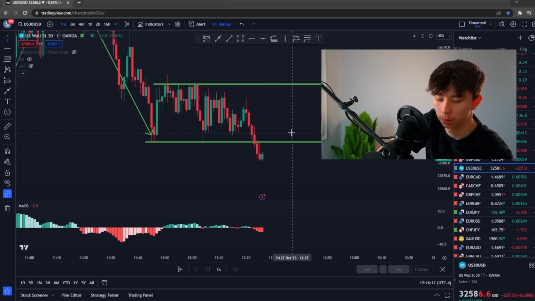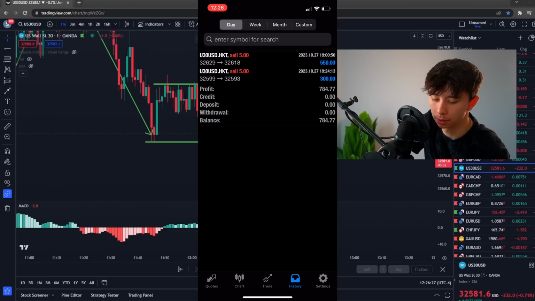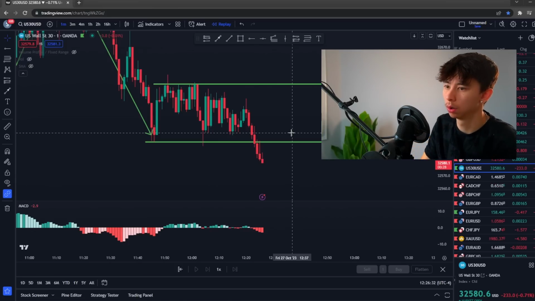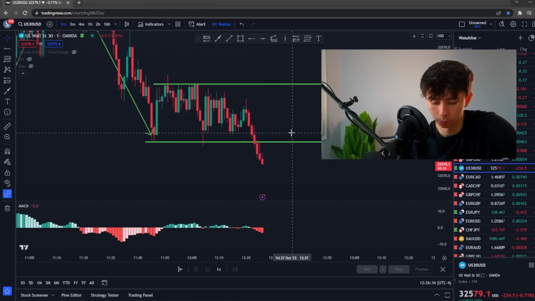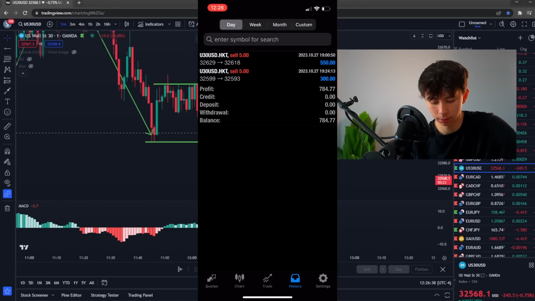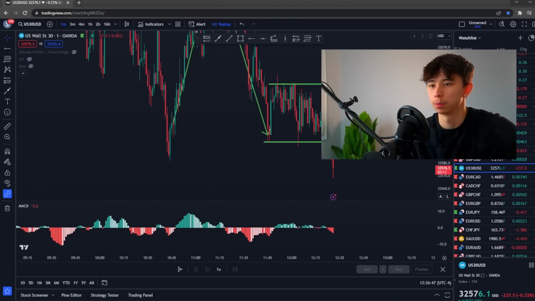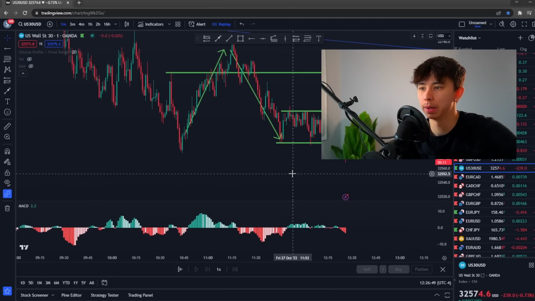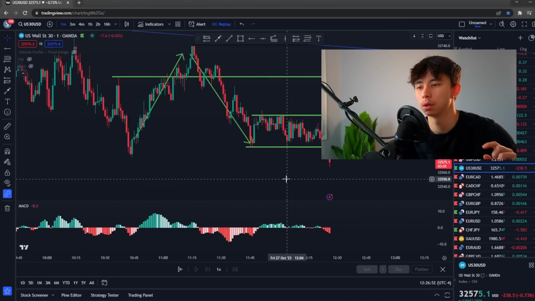So let's just wait. Okay, nice. Here we go. We ended up closing it at 300, not like we wanted. But even then, all that aside, we still made $784 on the day. So once again, guys, if you want to make easy money doing this, here's the rules.